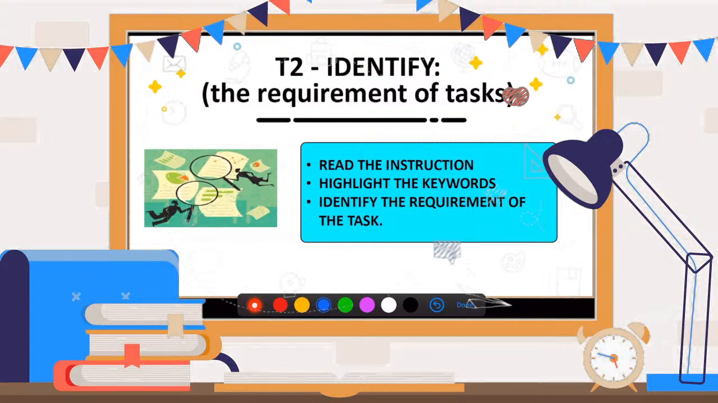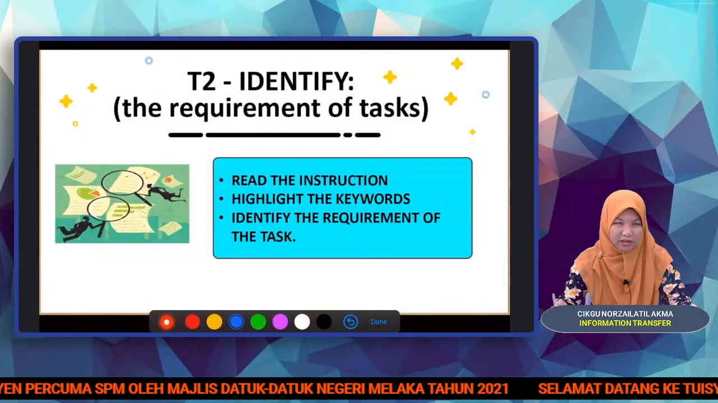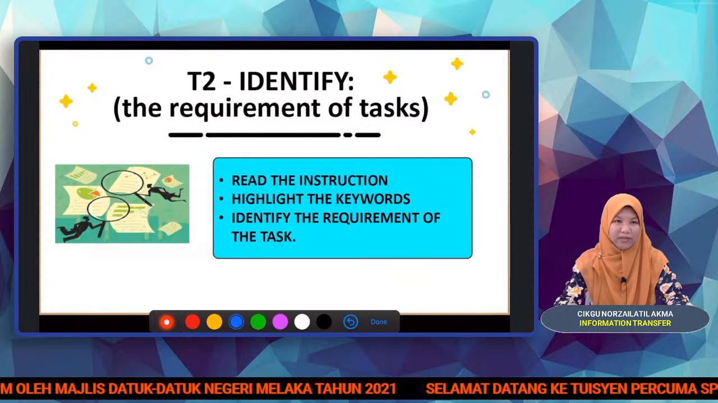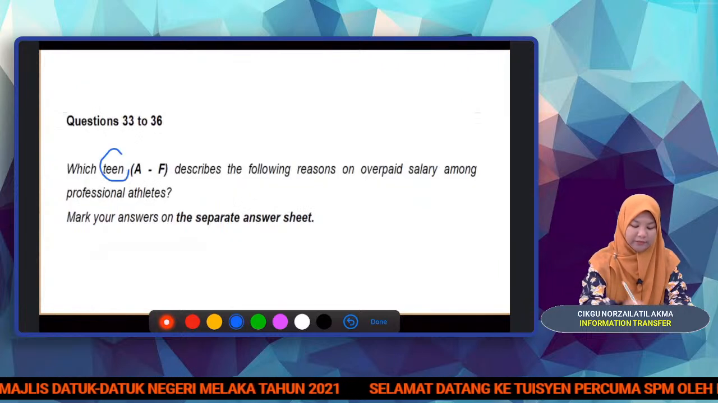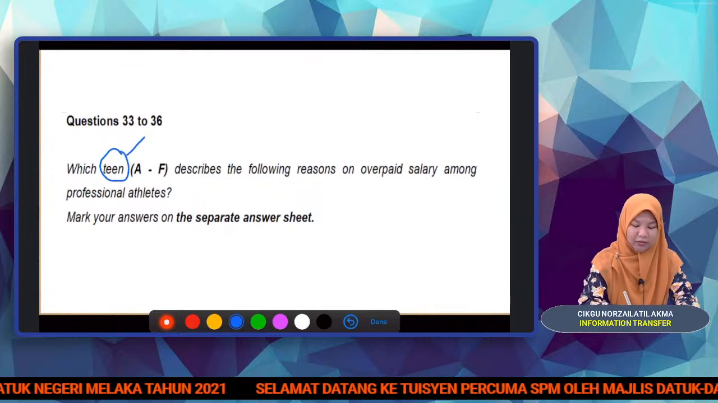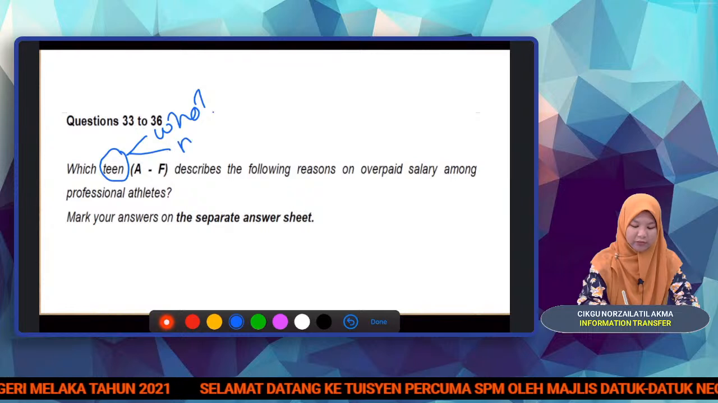This will be a sample of an instruction. Questions 33 to 36: Which teen, A to F, describes the following reasons on overpaid salary among professional athletes? Mark your answer on the separate answer sheets. Since we have read the instruction, now let's highlight or underline the keyword. The first and most crucial keyword here is teen. Which teen? So here it means that you need to look for who. You need to look for the noun.